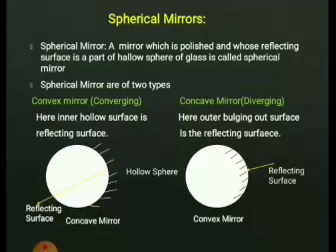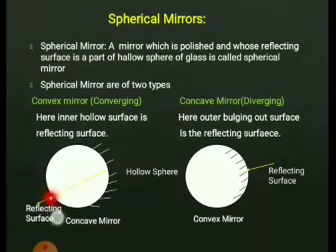So what exactly do you mean by spherical mirror? It is quite identical to a plane mirror, but the difference is that it looks like a sphere, which is hollow. A mirror which is polished and whose reflecting part is a part of a hollow sphere of glass is called a spherical mirror.